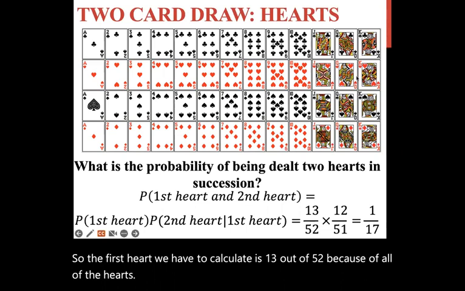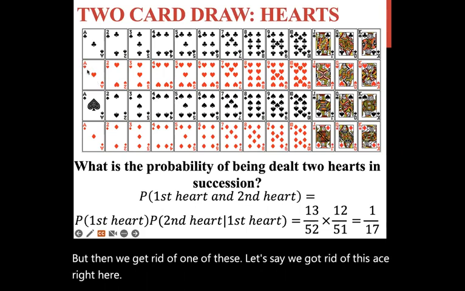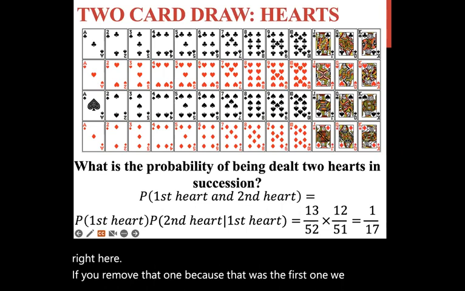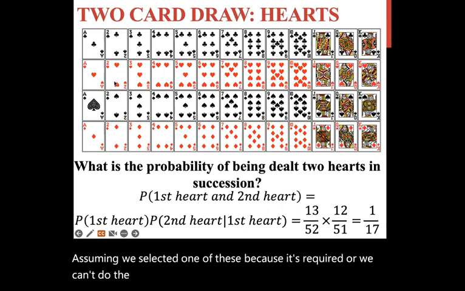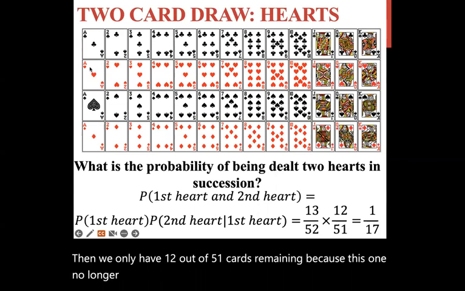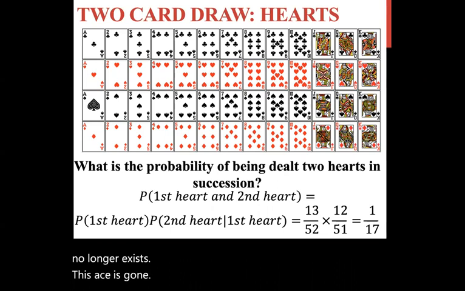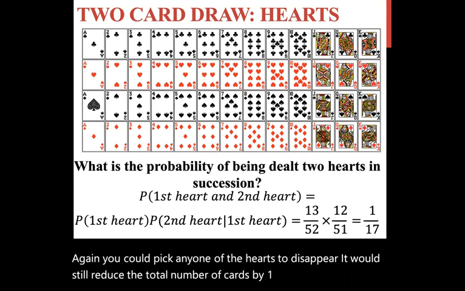But then we get rid of one of these. Let's say we got rid of this ace right here. If you remove that one, because that was the first one we selected, assuming we selected one of these because it's required or we can't do the event, then we only have 12 out of 51 cards remaining because this one no longer exists. This ace is gone. Again, you could pick any one of the hearts to disappear. It would still reduce the total number of cards by 1, as well as the number of hearts available by 1.